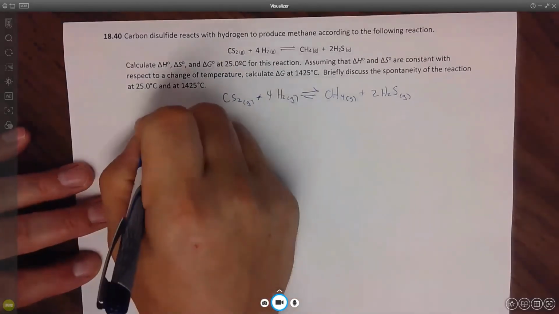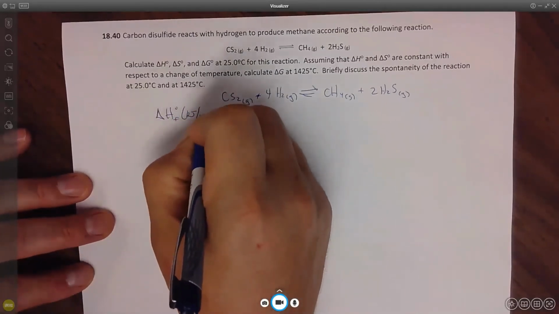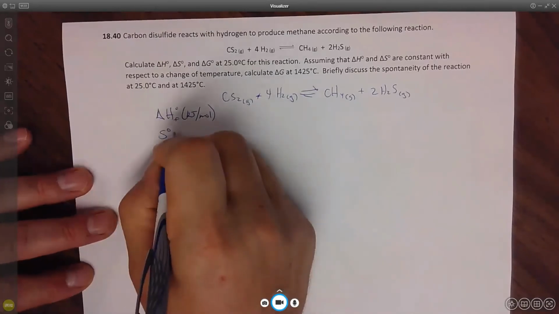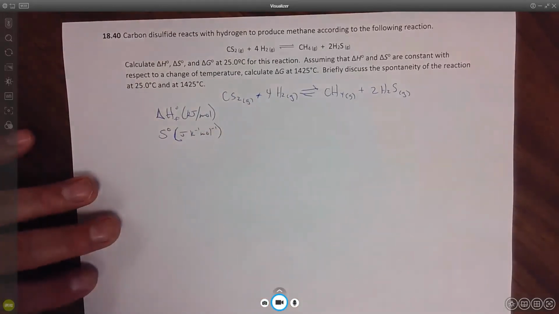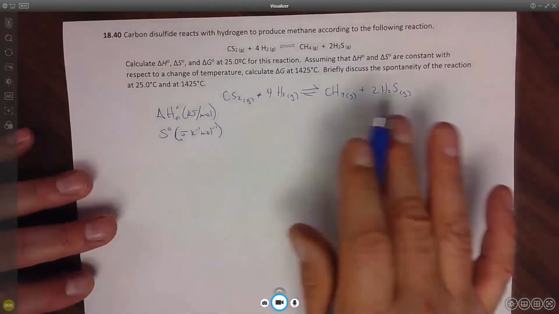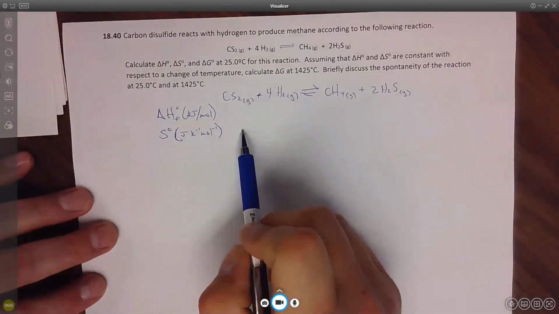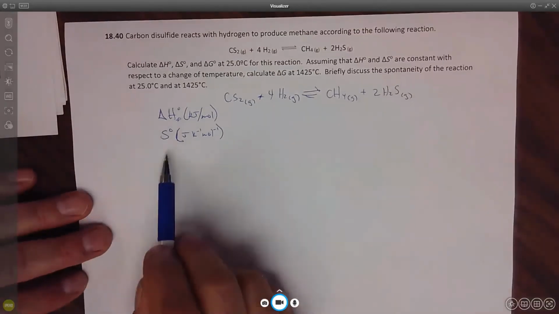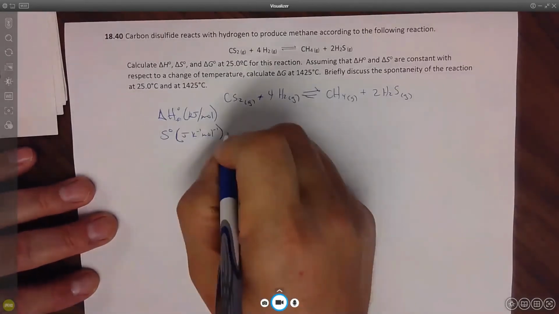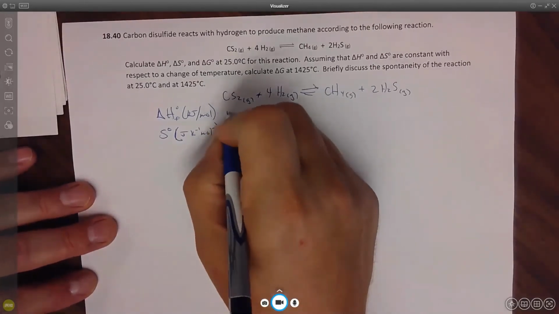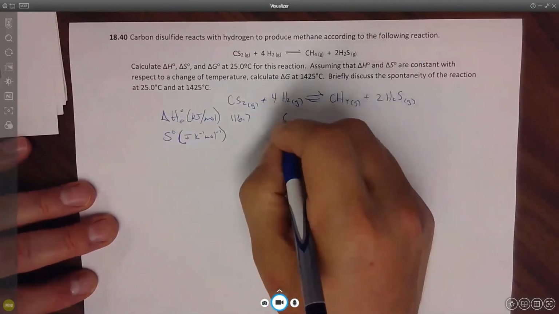So I'm just going to look up the enthalpies of formation in kilojoules per mole to calculate del H. I'll look up the absolute entropies in joules per Kelvin per mole, okay? And I'm going to do it for all of them, again just to save time. Once I'm in the tables, I'm just going to look up the values. So for the carbon disulfide, that is 116.7 kilojoules per mole. I can already see that this is the elemental form of hydrogen, so I know that's 0.